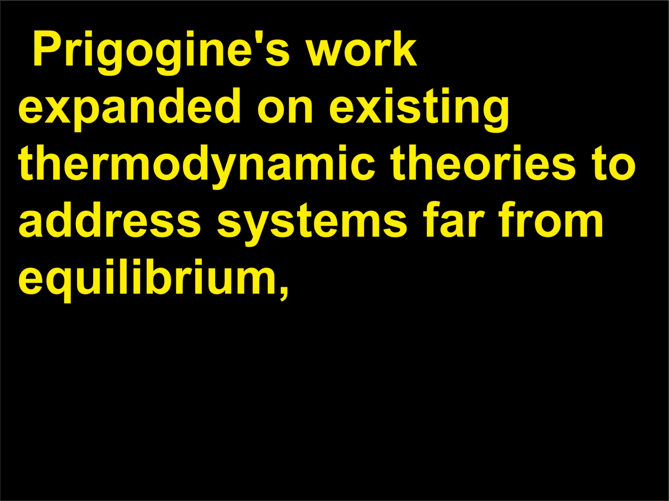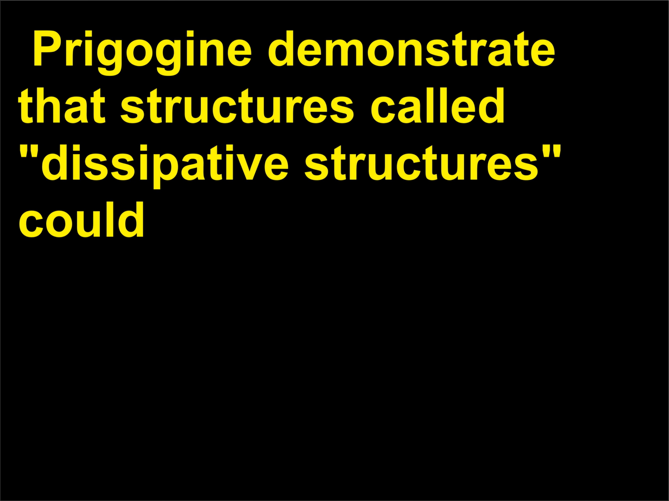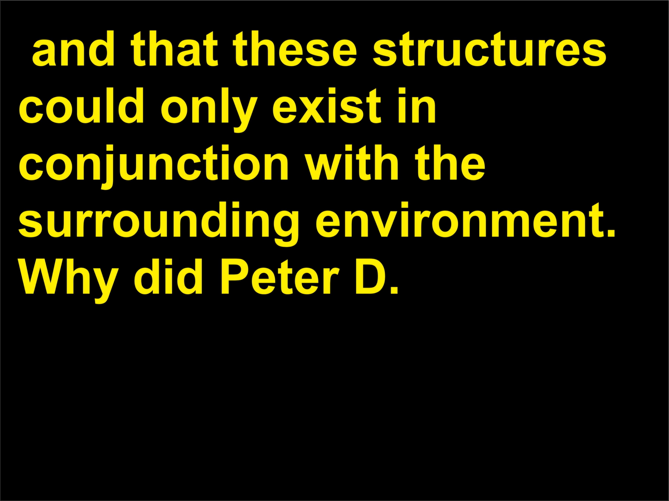Prigogine's work expanded on existing thermodynamic theories to address systems far from equilibrium, such as when a liquid is heated rapidly from below. Prigogine demonstrated that structures called dissipative structures could exist under conditions far from equilibrium, and that these structures could only exist in conjunction with the surrounding environment. Why did Peter D.